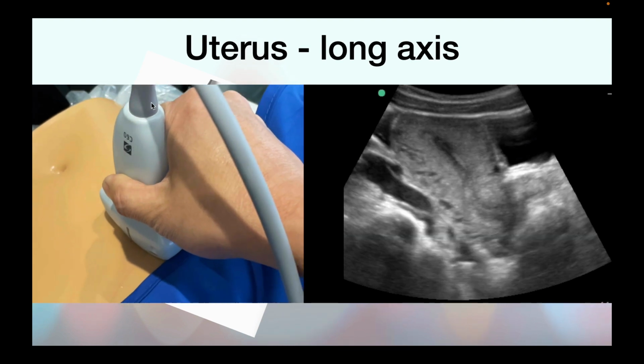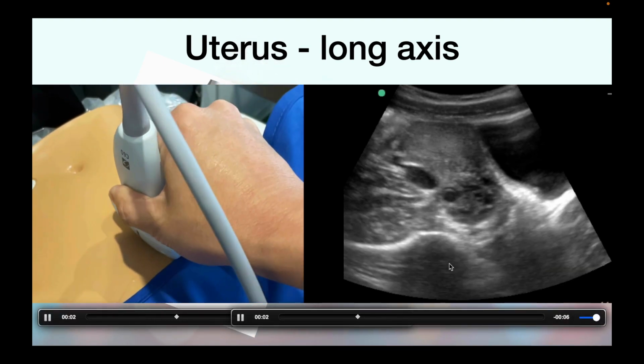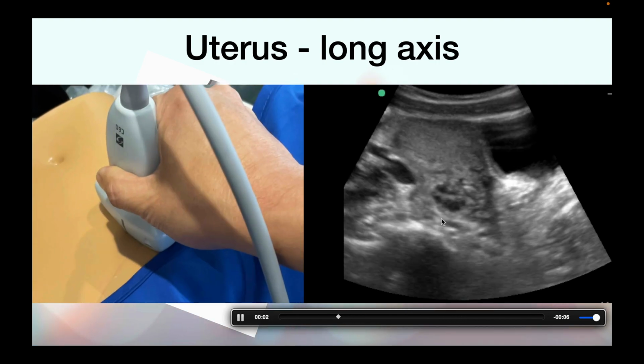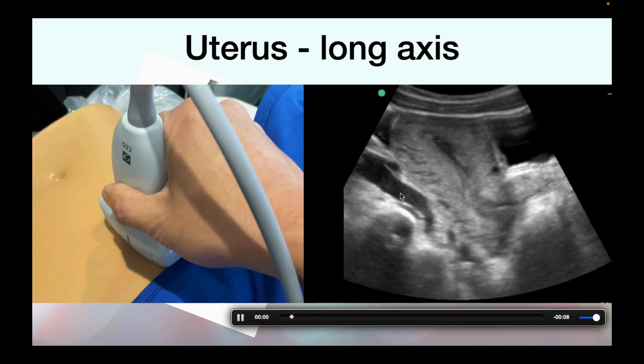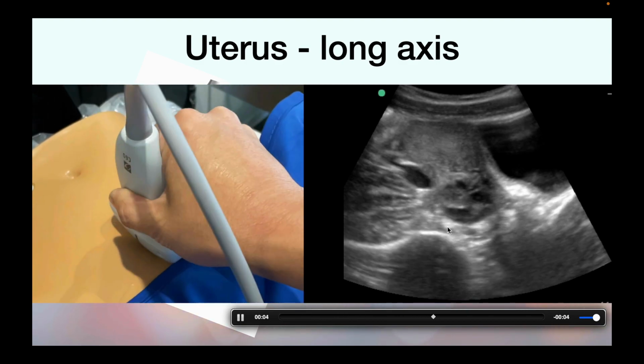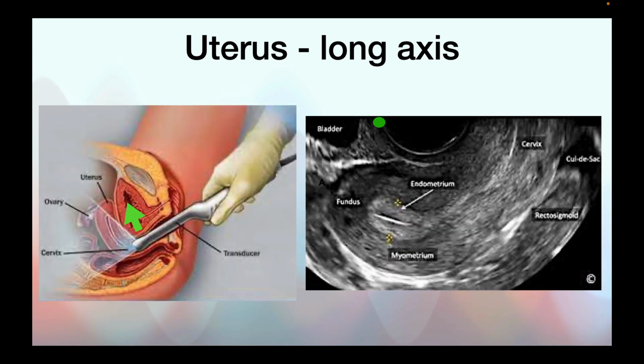As you fan or tilt your probe side to side, you'll start to go from uterus to ovary here. And you'll also be able to appreciate the iliac artery and vein here as you tilt side to side.